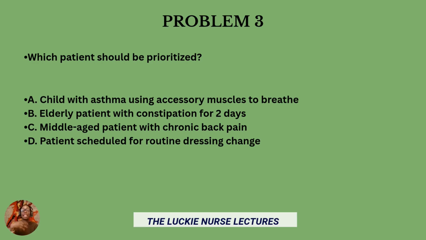Now, in this case, the answer is A. The child with asthma using accessory muscles, even though we don't know the child's oxygen saturation, the child is in more imminent danger than all the other options. But hypothetically, if we were to have an option of a patient that was in some type of respiratory distress and their oxygen saturation was in the 70s, that patient would automatically take precedence because we know for a fact they are hypoxic and that we need to put them on oxygen immediately.